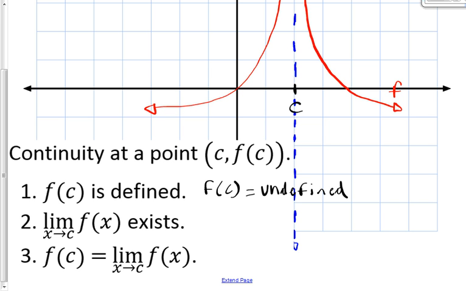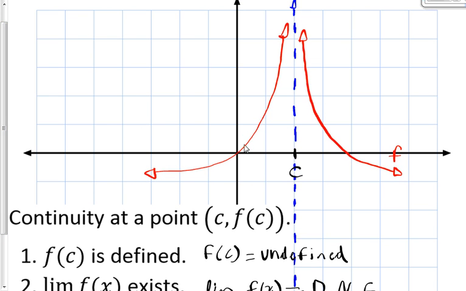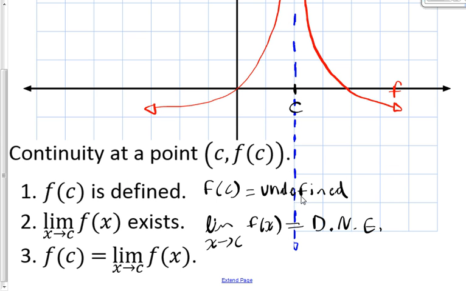And then when you check the next criteria, the limit as x approaches c of f of x, this one does not exist. You see, if you take a look, as you approach c from the left-hand side, y just keeps climbing and climbing, getting higher and higher, larger and larger. So as x approaches c from the left, y increases without bound. As x approaches c from the right, once again, y increases without bound. Therefore, the limit as x approaches c of f of x is not a fixed number, so it does not exist.